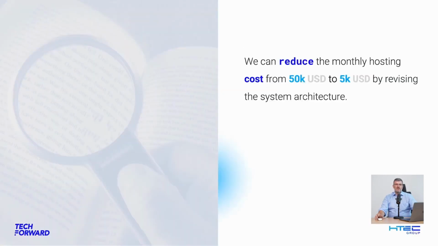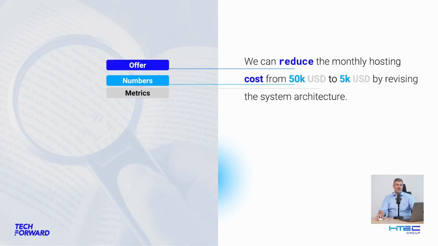The first sentence was, we can reduce the monthly hosting costs from $50,000 to $5,000 by revising the system architecture. You would say, hey, this is a buzzword. And yes, you're right. The cost reduction, if it would be sitting alone, is a buzzword. But combined with numbers and metrics, it turns into an offer which is understandable and clear for the businessman.